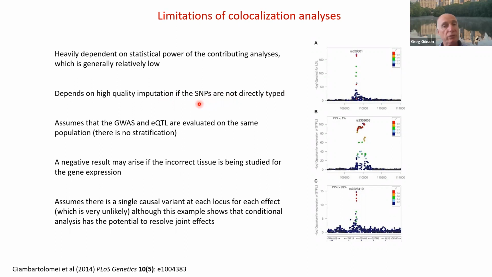You're assuming when you're doing this analysis that the GWAS and eQTL are evaluated in the same population. In other words, there's no stratification across ancestry groups. You can get negative results if you're not comparing the right tissue or tissue state. And a lot of the Bayesian methods assume that there's a single causal variant.